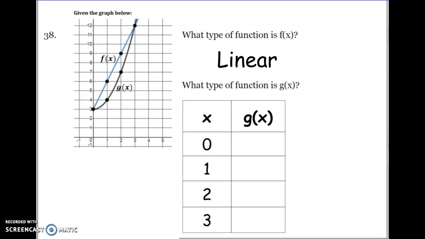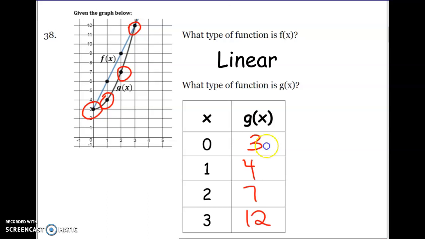So think about the ordered pairs that are on the graph starting at 0, 3. And then the next ordered pair is at 1, 4. The next ordered pair is at 2, 7. And finally, that last ordered pair up here at the top is at 3, 12. Okay, so now with those exact values from the graph, I can look for either a multiplying pattern, which would make it exponential, or a second difference pattern, which would actually make this quadratic.